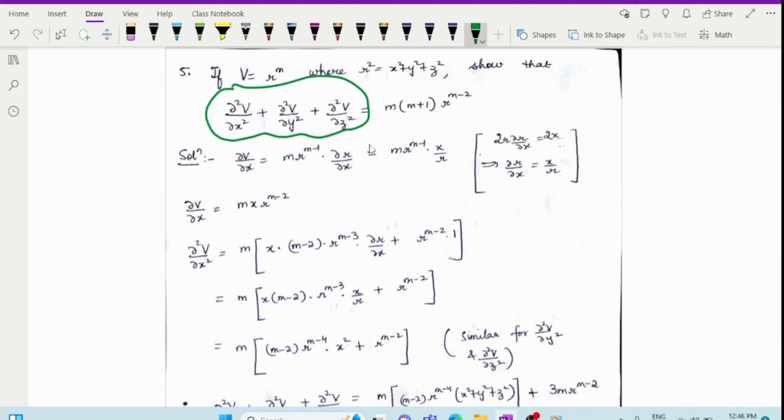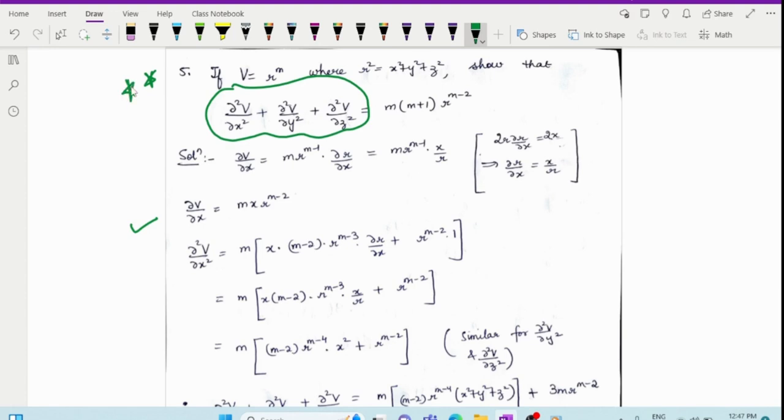The only thing that one needs to understand is the idea that partial is similar to ordinary, all the rules are parallel. Just keep in mind that when you're differentiating with respect to x, partially treat y and z as constants. Rest of it is usual. So you can look at this question also. It's a similar question, very important, comes very often in most of the exams.